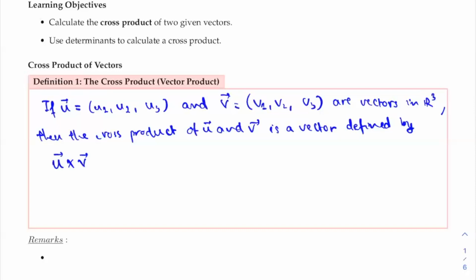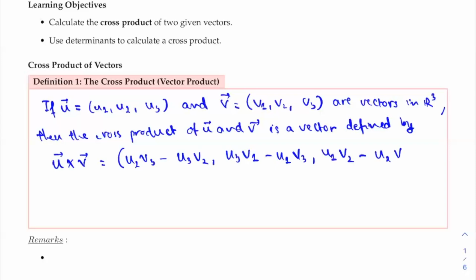The cross product of u and v is equal to (u2 v3 minus u3 v2, u3 v1 minus u1 v3, u1 v2 minus u2 v1). Because the cross product is calculated from three-dimensional vectors, the result is also a vector in three dimensions. And you don't have to memorize this particular formula. There's a way that we can calculate the cross product without memorizing it.